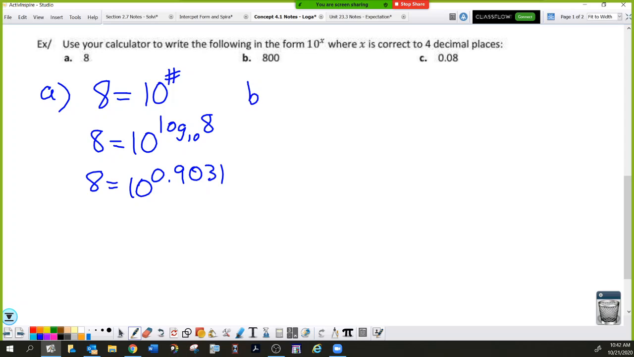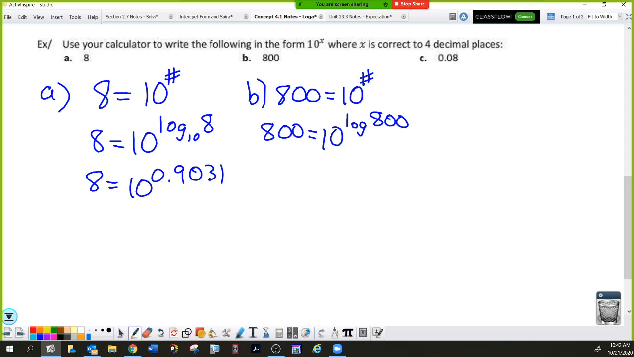Part B. Again, you're asking yourself, what power would I have to raise 10 to get 800? And I go, well, it's got to be a pretty number, 800. The 800 is not irrational. That means that 10 must have been canceling something, leaving behind an 800. And the only thing exponential base 10 can cancel is a log base 10. I'm going to stop writing base 10, if you're okay with that. No one ever writes base 10.